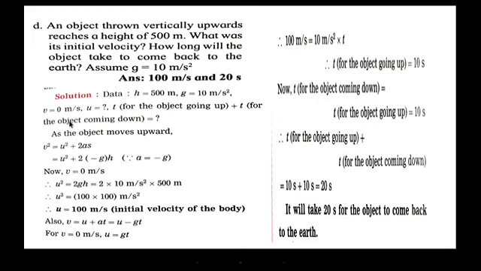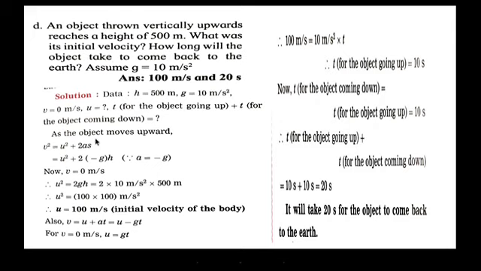Okay, now it is thrown vertically upwards. So after reaching a certain height, the velocity will become 0. So the final velocity v will be 0 meter per second. We have to find the initial velocity and the time taken for the object to come down. Now the time taken by the object to come down will be the time taken by the object to go up plus the time taken by the object to come down. Okay, so that will give us a total time for the object to come down.